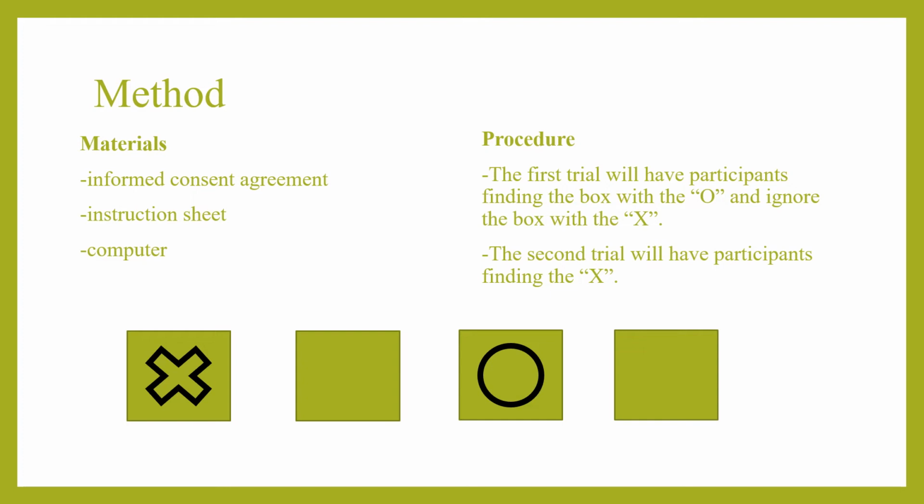For the procedure, in each block, participants will complete two succeeding trials known as a prime-probe pair. Participants will be in front of a computer screen that has four boxes, one with an X and one with an O. In the first trial, we'll have participants finding the box with the O and ignoring the box with the X. In the second trial, participants will find the X that was previously ignored in the prime trial.